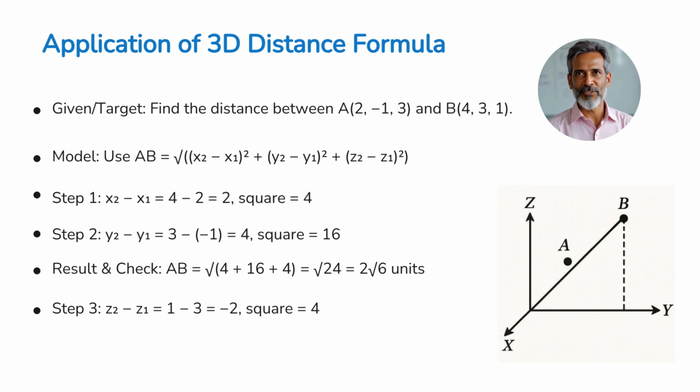If you imagine the 3D axes plotted with points A and B, you'd see this spatial separation forming a right triangle along each axis. Shabash. You just used the 3D distance formula perfectly.